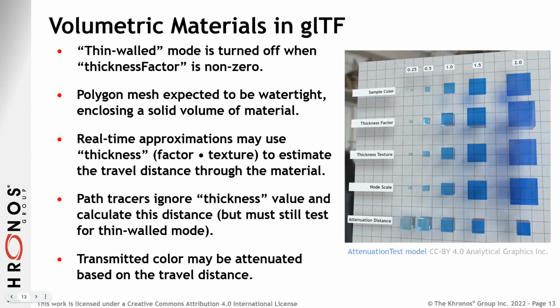Path tracers are free to ignore the thickness texture map. They use their normal path tracing to calculate those distances traveled through the solid material. But at the same time, they still must test that thickness factor initially just to see if the entire material is in thin-walled mode or not. And once they know it's volumetric, they do their normal path tracing thing.